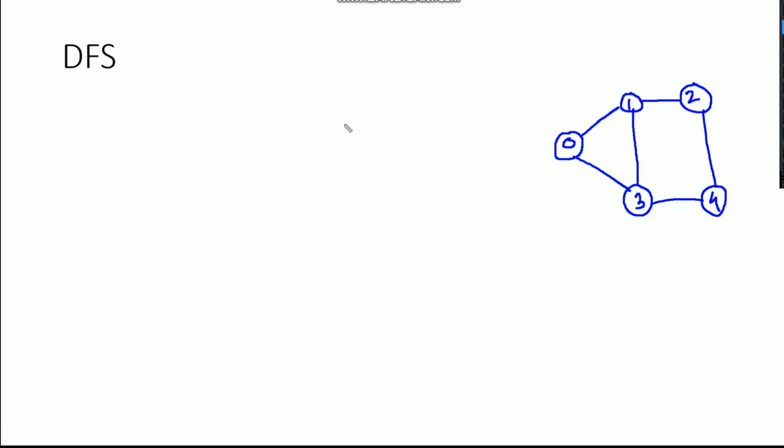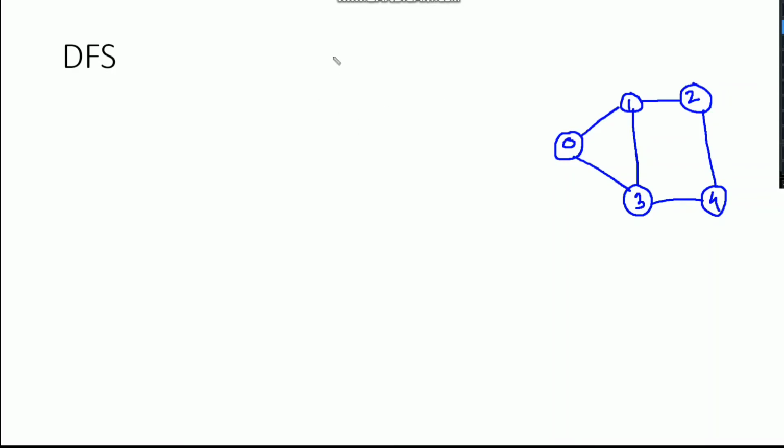Hello friends, in this video I'll be explaining DFS by making a DFS tree. So in various graph problems which can be solved by using DFS, the first step will be to form a tree. With the help of this tree, we'll be able to understand the recursive calls.